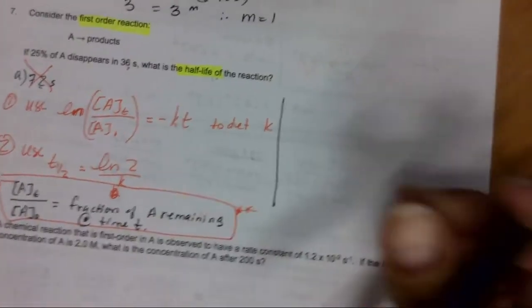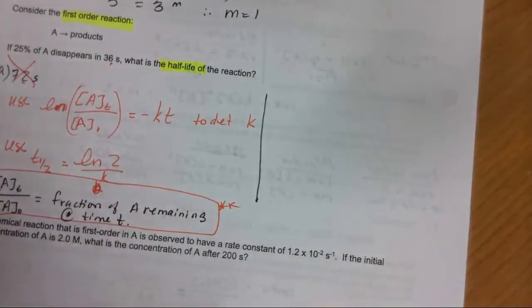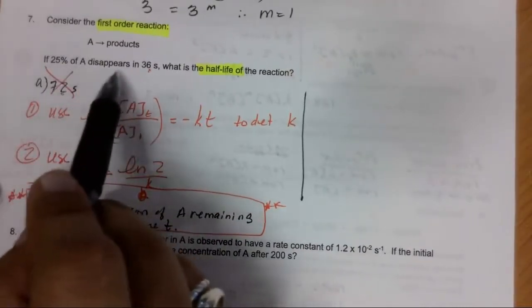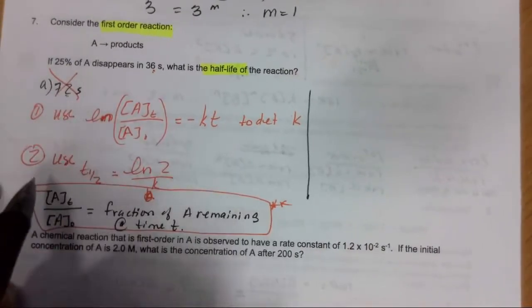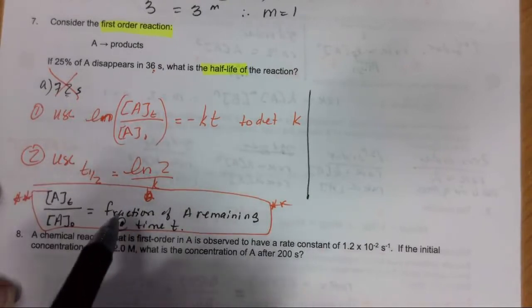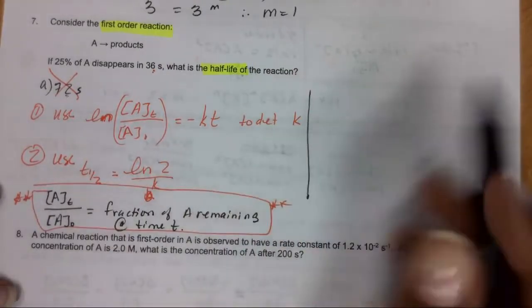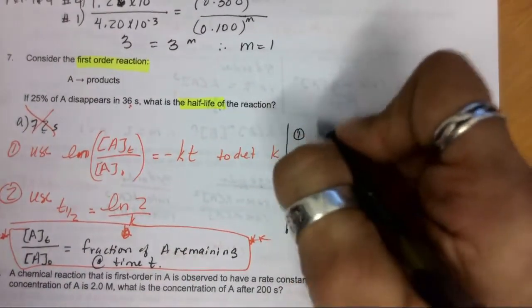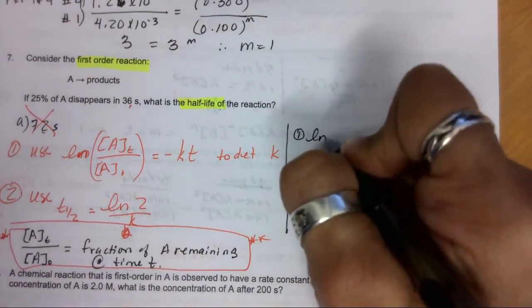So now, if 25% of A has disappeared, how much remains? What's the fraction remaining? It's 0.75, right? So our first step here is we're going to say the natural log of what?